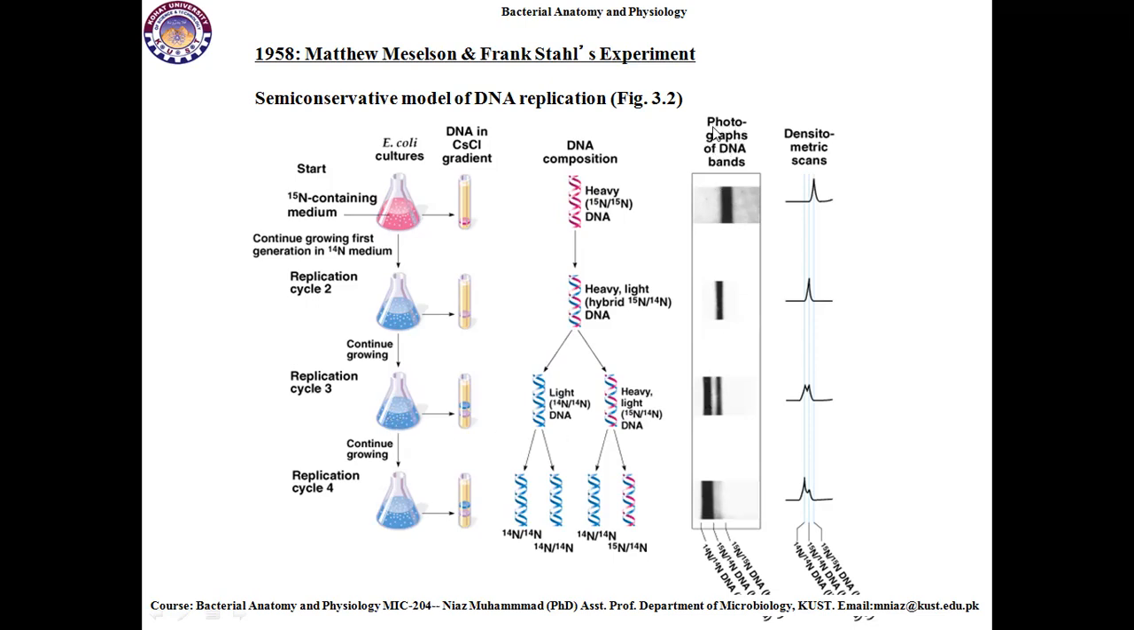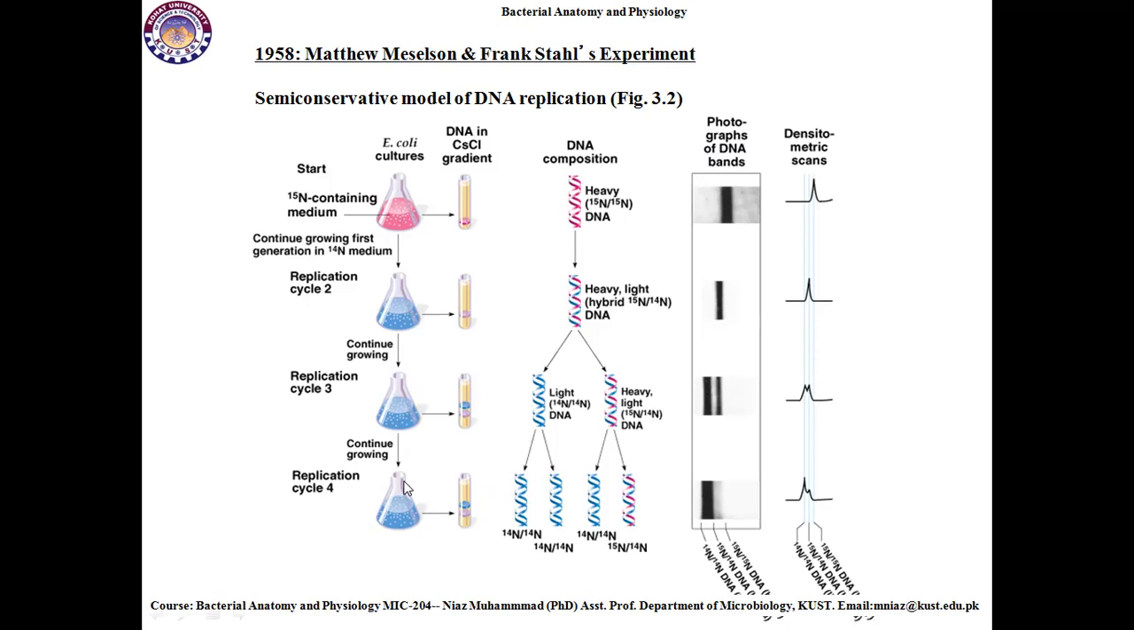And when it was run in gel, it showed two bands, and in the graph also they showed two peaks. So it indicates there are two types of strands, which supports the semi-conservative model, that one strand contains N14 and another strand contains N15.